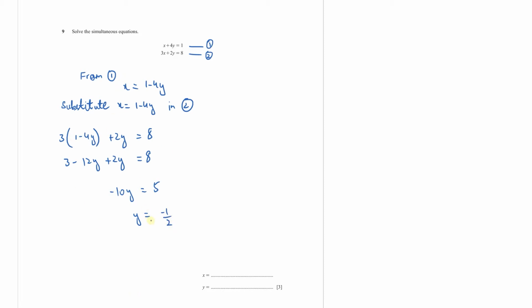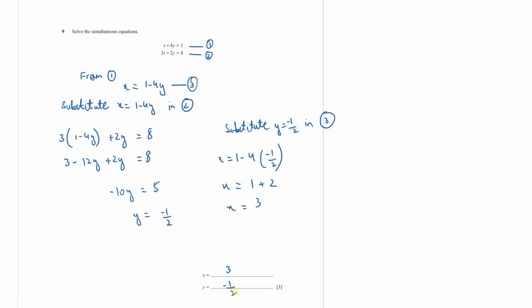And then what I can do is I can substitute y in this equation. So substitute y equals minus 1 over 2 in, let's call this equation 3, in 3. So x will be x equals 1 minus 4y, which is minus 1 over 2. So x will become 1, this minus and minus will become positive, and 4 divided by 2 is 2. So x equals 3. So x is 3, y is minus 1 over 2.